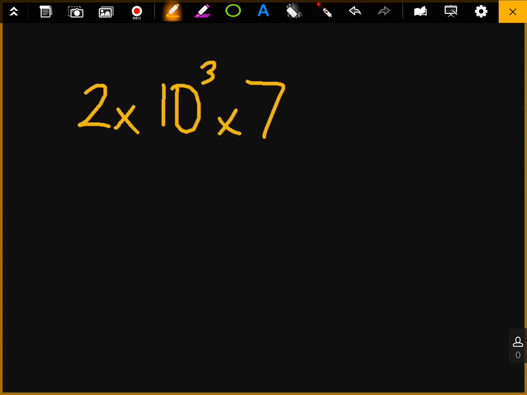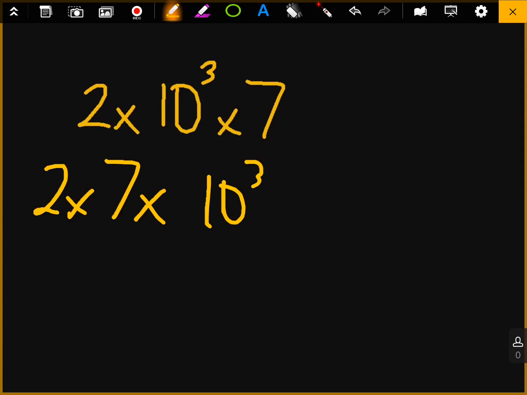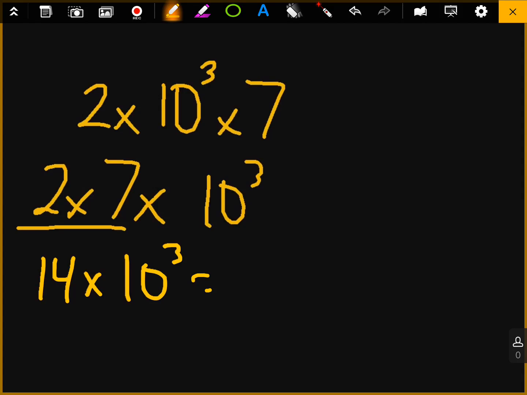So you can do this a couple ways. You can use the commutative property to say 2 times 7 times 10 to the third power. Or you can just solve 2 times 10 to the third power and then multiply 7 at the end. I'm going to do it this way because I think it's easier. 2 times 7 is 14, and 14 times 10 to the third power. Well, 14 times 1, right, because look at the whole numbers, is 14. The third power tells us that it's going to be 3 zeros.